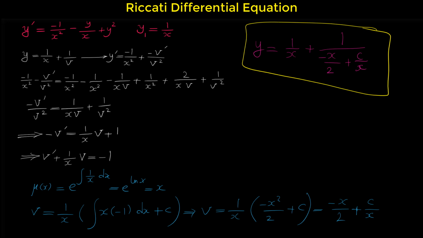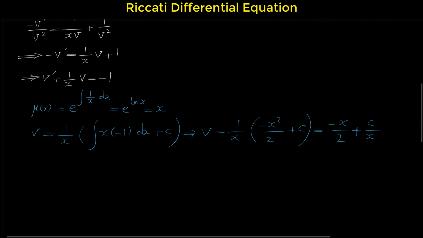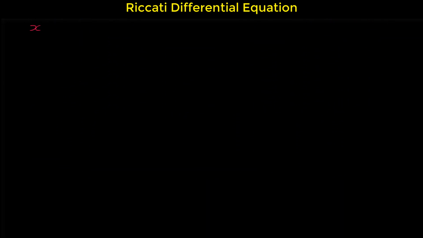The next example is a bit harder. x times (x squared minus 1) y prime plus (x squared minus 1) y minus y squared equals 0. And the given particular solution is x squared. We want to solve this Riccati differential equation.